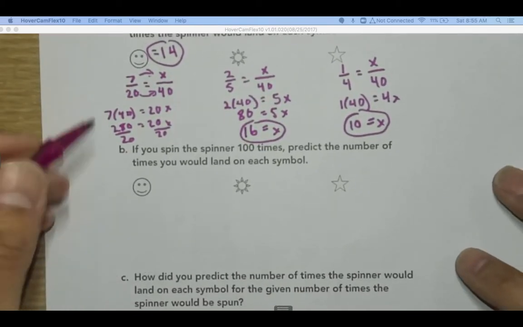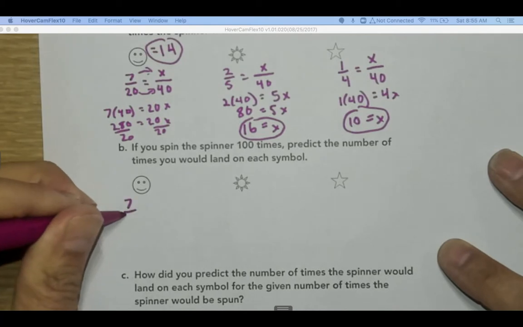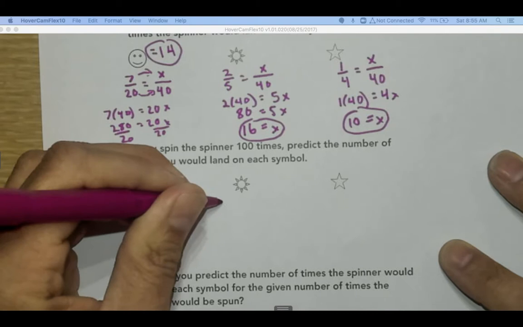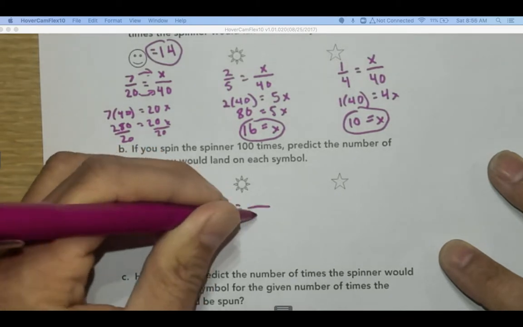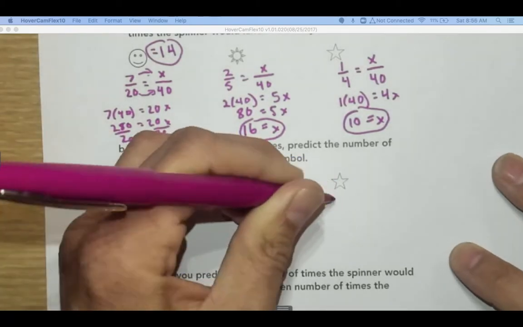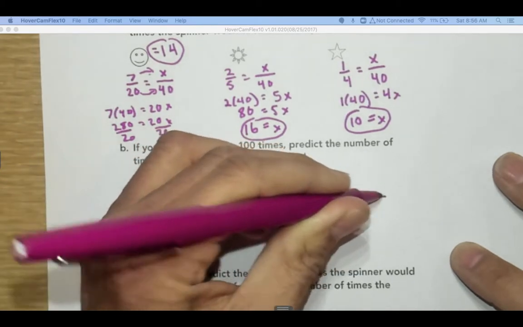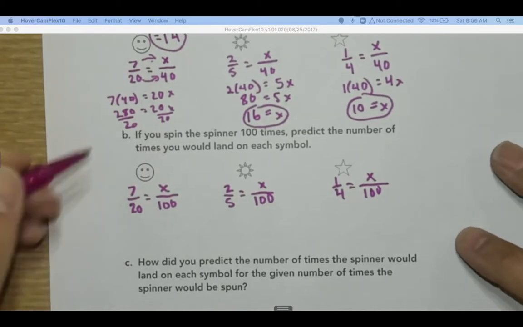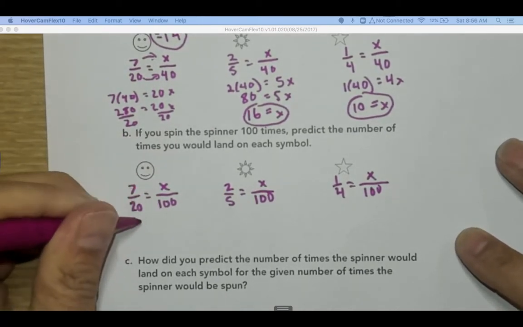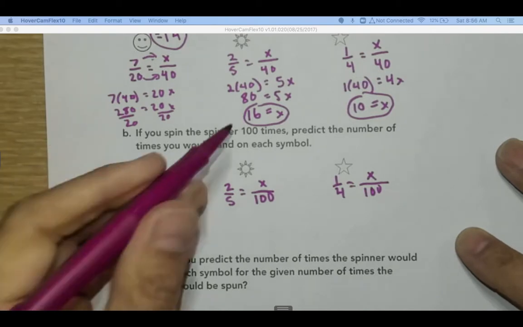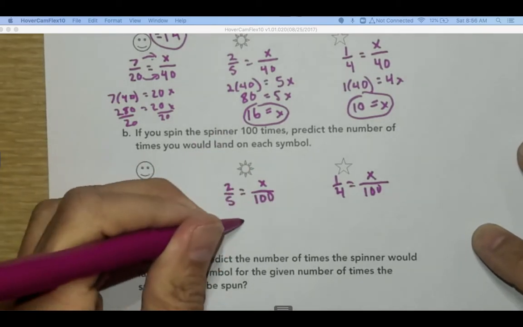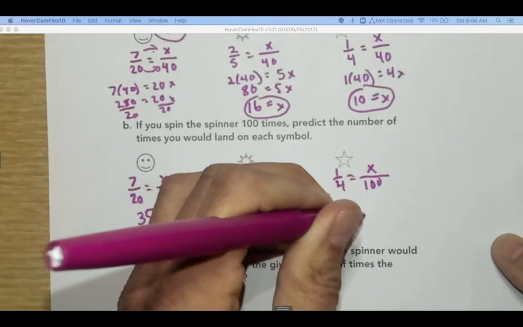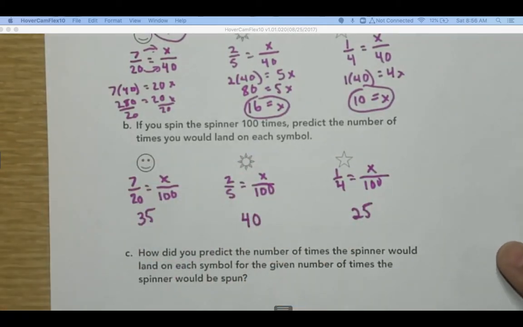B, if you spin the spinner 100 times. So it was 7 out of 20 equals over 100. It was 2 over 5 equals now over 100. And then it was 1 over 4, and that equals over 100. And I'm not going to cross multiply this time. I'm going to either scale up, so times 5 times 5, so it would be 35. Or think of percents. 2 out of 5 is the same as 40%, so this would be 40. Percents out of 100. And then this would be 25. Okay.